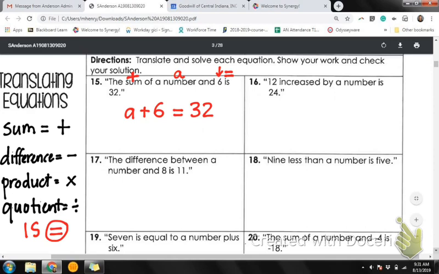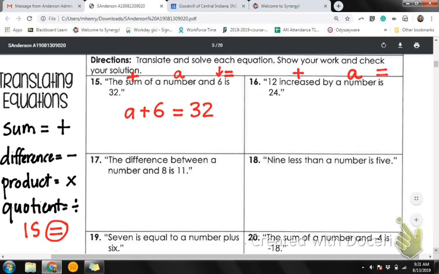See what you can come up with for 16. Remember to look for keywords. Increased. You have the word is in there. Pause the video and try 16. What does increased mean? Add, right? 12 increased by a number. Do we know what number that is? No. So we can call it any variable you want. Is in math means equal.